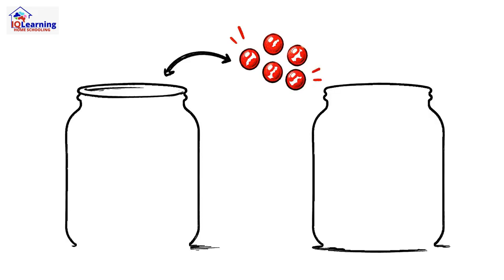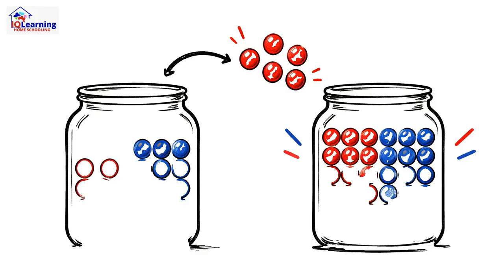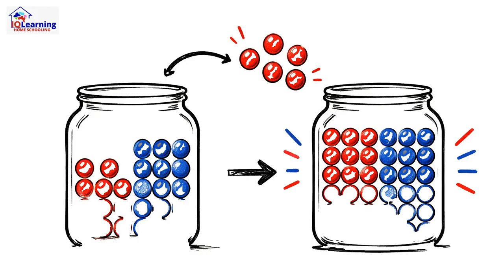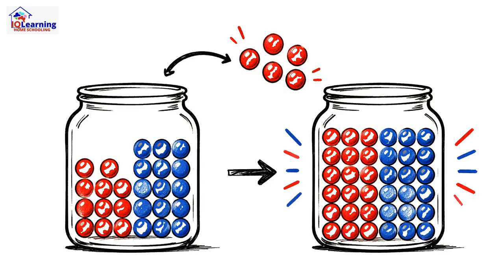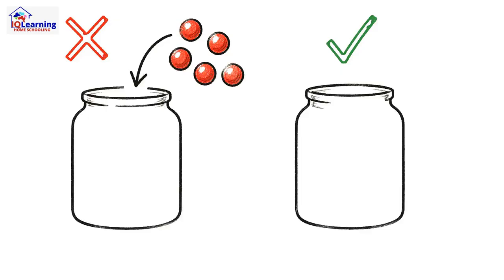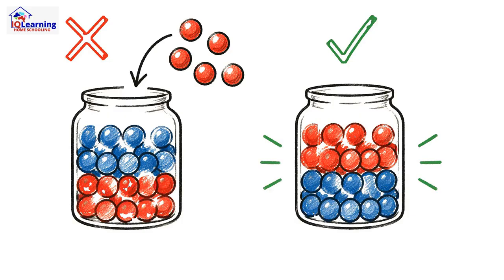Imagine a jar with red and blue marbles in a 2 to 3 ratio. Let's say you have 10 red marbles, which means you have 15 blue ones. Now you drop in 5 more red marbles. What's the new ratio? The common mistake is to just add the 5 to the 2, getting a ratio of 7 to 3. But that's wrong.